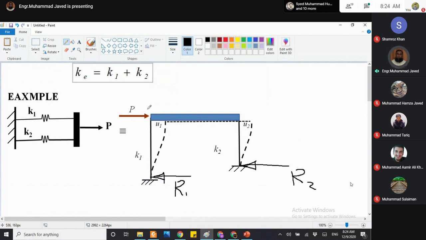And if you see springs in parallel, the external force is resisted. So therefore, such cases can be considered as springs in parallel. And in this case, the equivalent stiffness of the spring will be stiffness of column number 1 plus stiffness of column number 2.